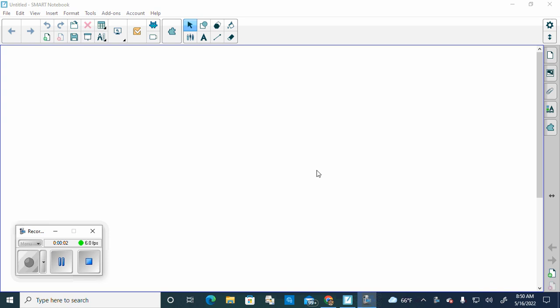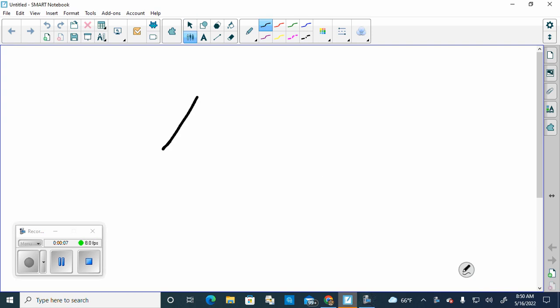Okay, so first off, we need to remember triangles and the sum of the inside of triangles. What does the inside of triangles have to equal? 180. Okay, so on this, we had ones where we created shapes out of triangles.